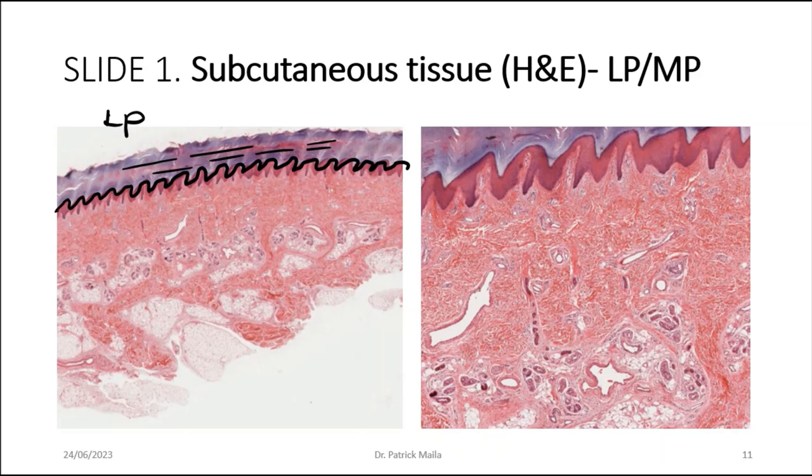Now, we're not interested in the epithelia here. We're interested in this part here. This part is the subcutaneous tissue. In this subcutaneous tissue, what we are looking for are the blood vessels. So the blood vessels that we are looking for are this. This is the blood vessel here. This is the blood vessel. All right. So these blood vessels are our focus in this subcutaneous tissue.